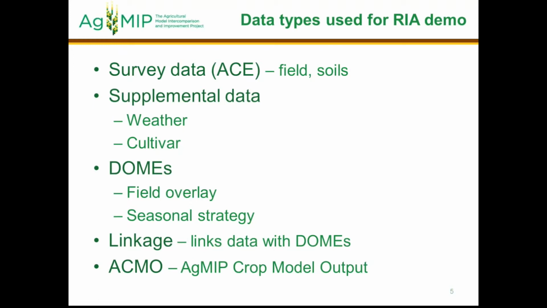Dome data, you're familiar with the domes, the field overlay, and the seasonal strategy. The next slide talks a little bit more about those. One thing that's a little different about phase 2 and how we're doing things, even with the desktop applications, we are separating out the linkage between the survey data and the domes with the use of a linkage file. That way that survey data can be reused for each of the analyses rather than embedding that linkage data in with the survey data. And then we have the ACMO data, the AgMIP crop model outputs that everybody's familiar with.